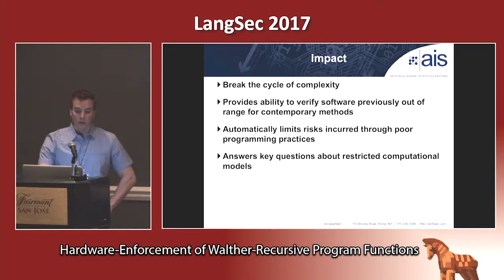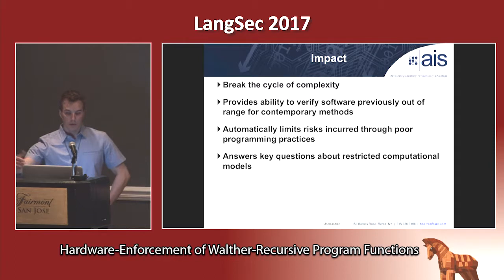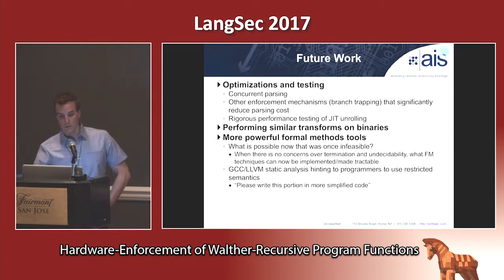So what can we take away from this? Well, this path forward gives us the ability to handle and formally verify some software that we previously couldn't because it was Turing complete. It can automatically limit some risks to certain types of programming practices and hand those tools over to programmers. So there's a lot of future work that can be done.